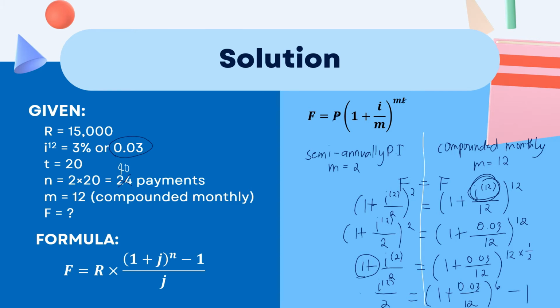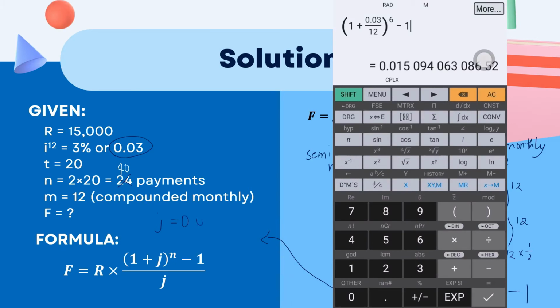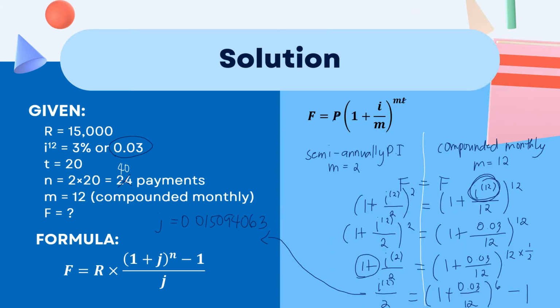Then, pwede na po natin siyang itiretso sa calculator. J now is equal to 1 plus 0.03 over 12, then raised to 6, minus 1. So, equivalent rate po natin is 0.015094063. Okay na yan. 9 decimals na lang po yung kunin. Ganun lang po kasimple kung paano tayo mag-convert.